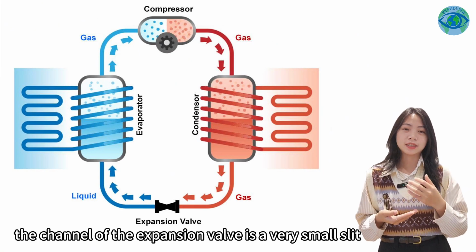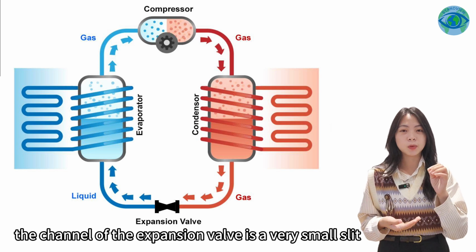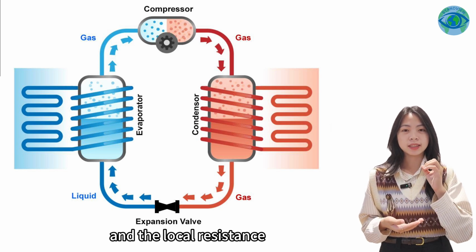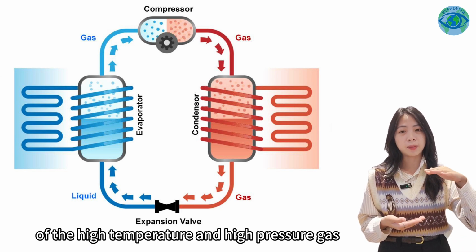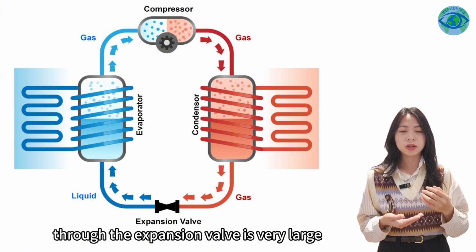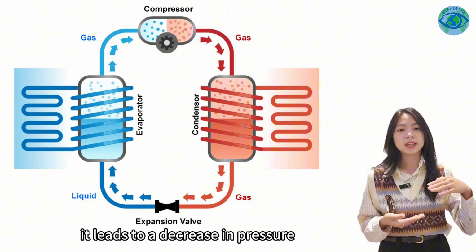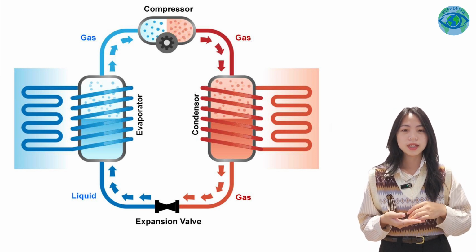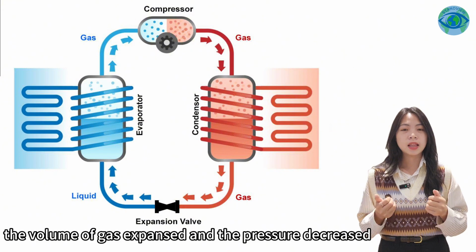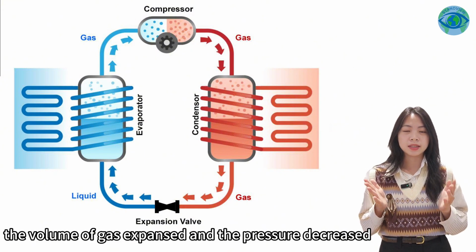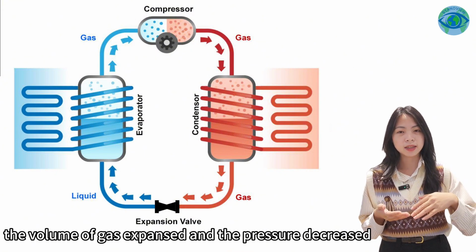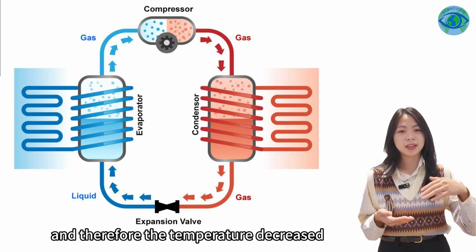The channel of the expansion valve is a very small slit, and the local resistance of the high temperature and high pressure gas through the expansion valve is very large. It leads to a decrease in pressure. In this process, the volume of gas expands and the pressure decreases, and therefore the temperature decreases.